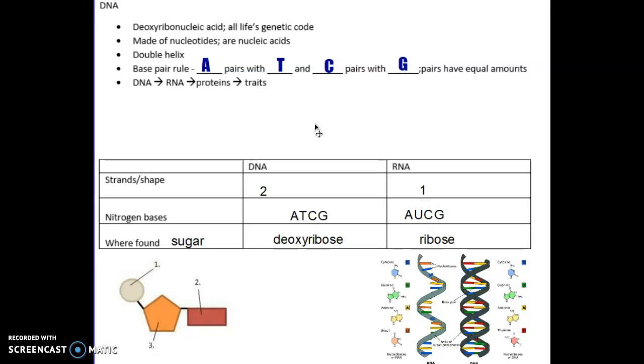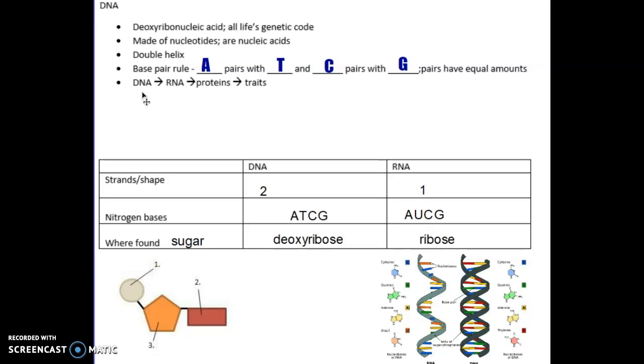So what we mean by that is how they discovered it is that if a cell was 22% A, it was automatically 22% T. That's how they discovered that they actually pair together like that, okay? And then the order of how your traits are determined is with these four right here, okay? DNA makes RNA, which makes your proteins, which determine your traits. So that's one of the things that you kind of have to know the order of, and you'd probably have to pick the right one.